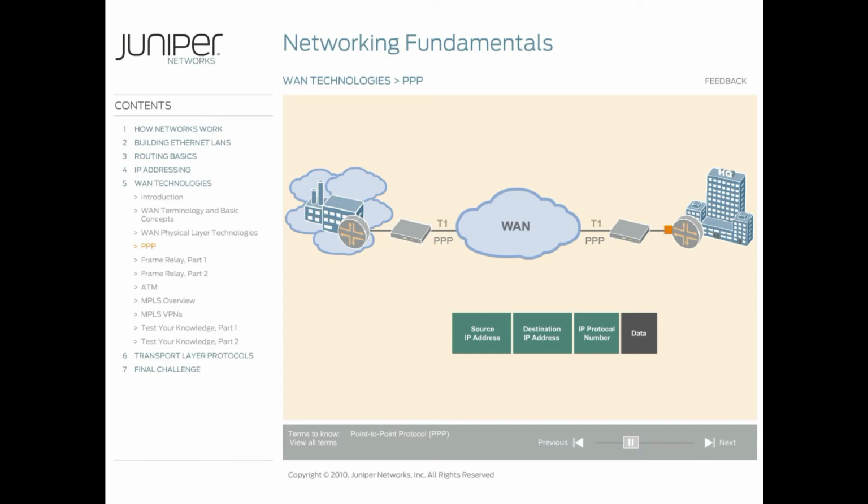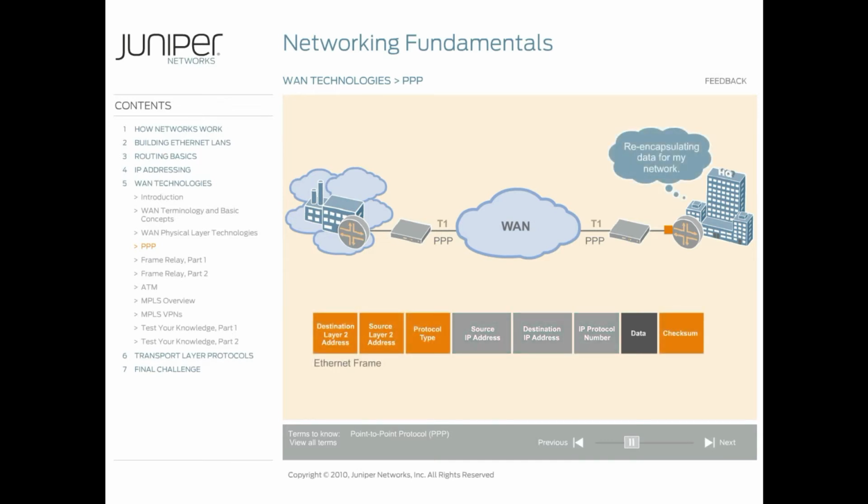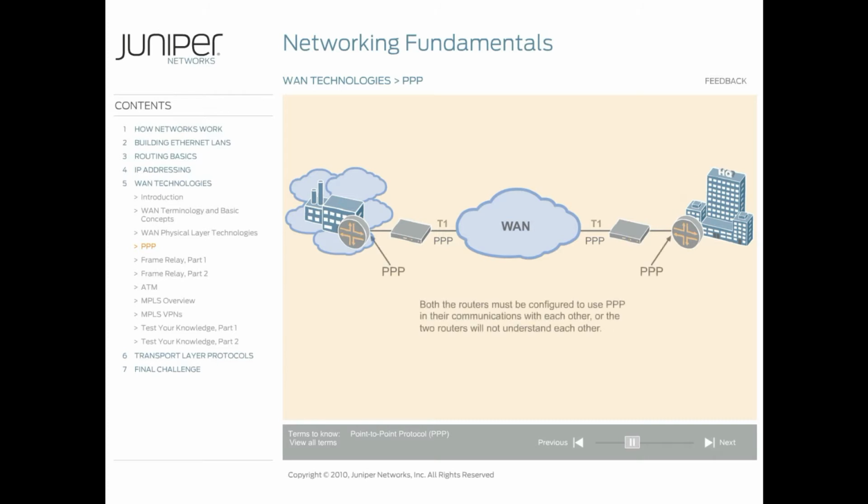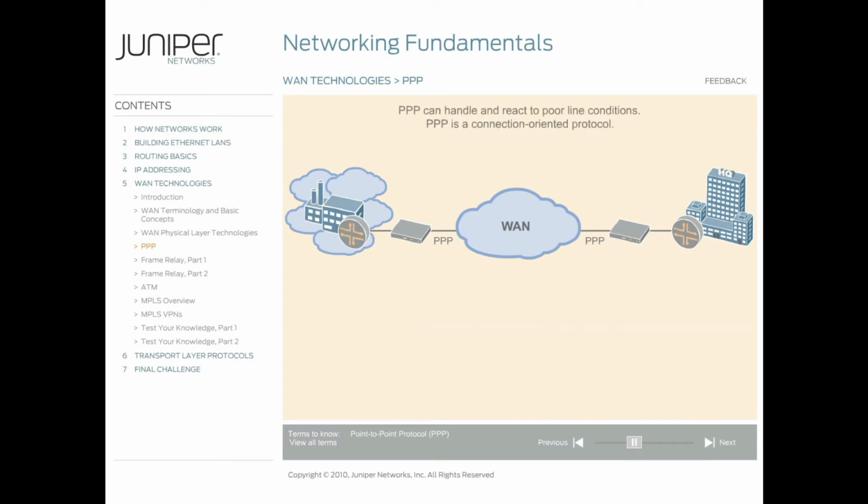A packet that is sent over a WAN using PPP can then be re-encapsulated in an Ethernet frame for routing over a LAN. Both the router at the manufacturing facility and the router at headquarters must be configured to use PPP as the data link layer protocol in their communications with one another, or the two routers won't understand each other. PPP was designed in the late 1980s to support communication between devices, such as routers, over leased lines.